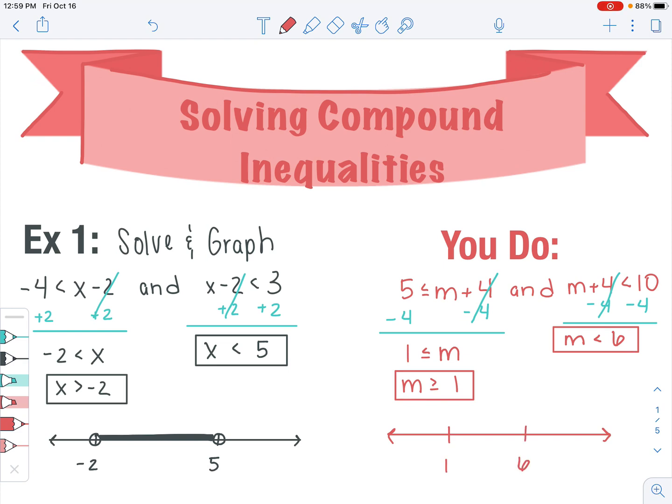My 1 isn't just greater than, it's greater than or equal to, so it gets a closed circle. The 6 is just a less than sign. There's no equal to, so it's an open circle. I notice it's an and problem, so I know I need things they share. So I need numbers greater than or equal to 1 and less than 6. So I need the numbers in between.